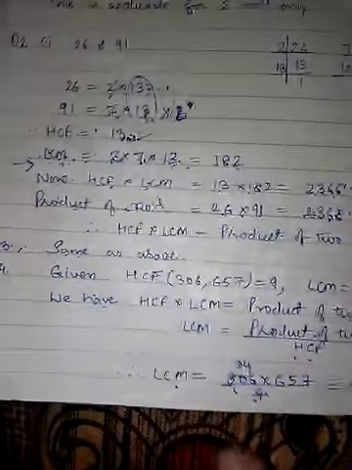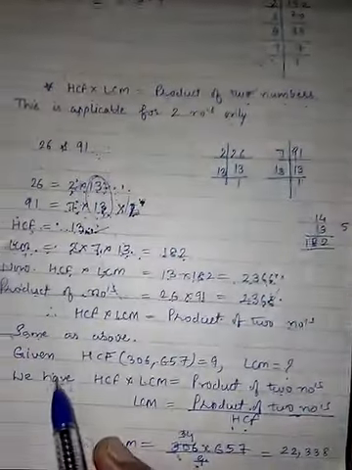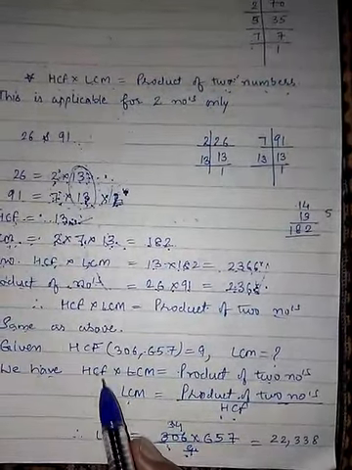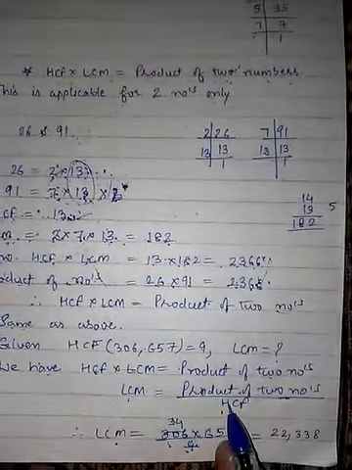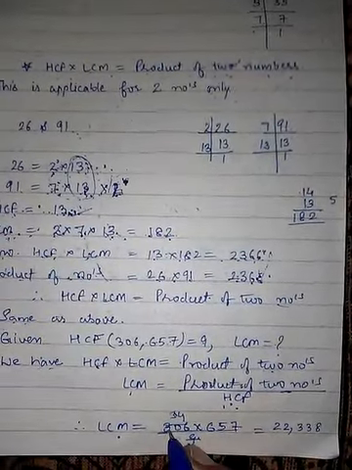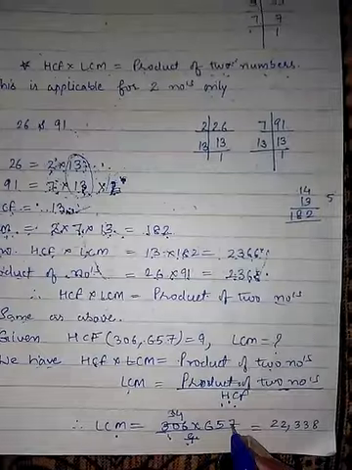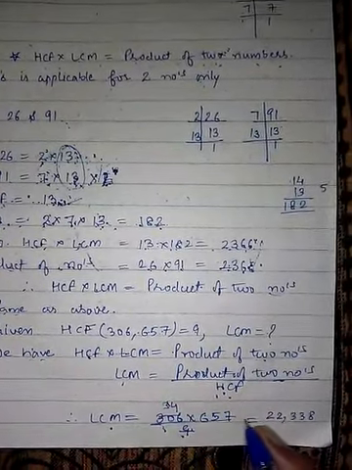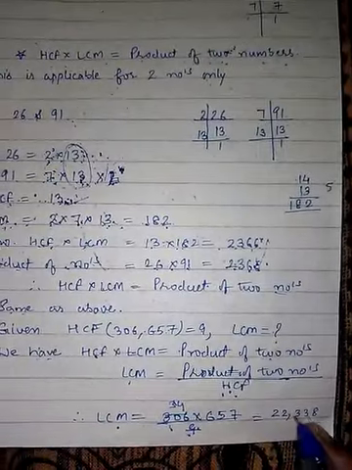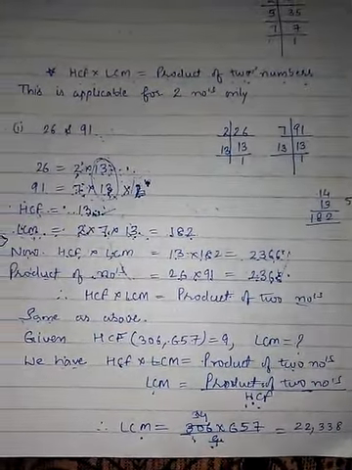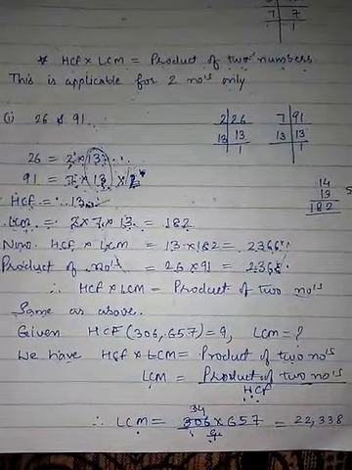Now see the solution. We have HCF into LCM is equal to the product of two numbers. LCM will be equal to this; HCF will shift to the denominator in the next step. So the product of the two numbers is 306 multiplied by 657 divided by HCF, which is given to be 9. After cutting and multiplication you will get your answer 22338, and that is the correct answer. Clear? So questions number 2, 3, 4 are very similar. Then move to your question number 5.